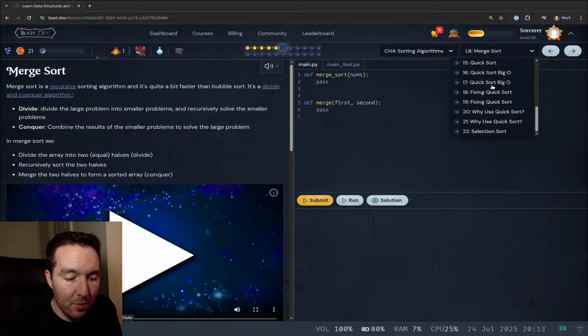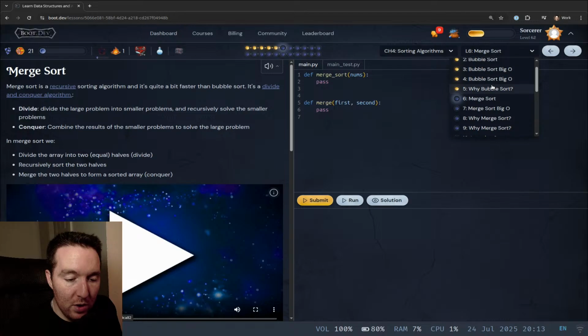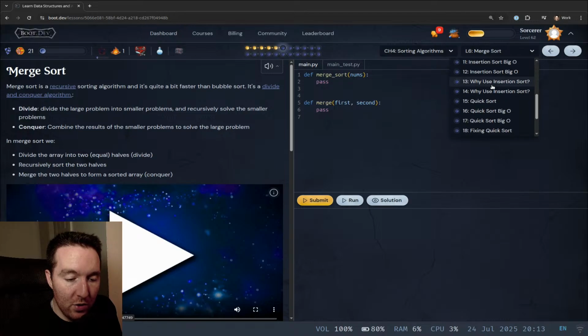Merge sort. Okay, so already got through a few lessons so far, which is good. So merge sort, that'll be interesting. Insertion sort, quick sort, and then, yeah, cool.